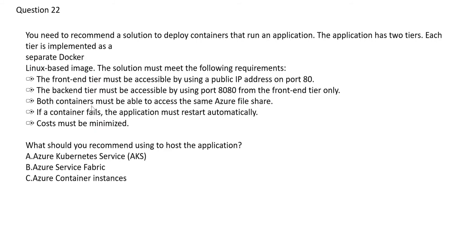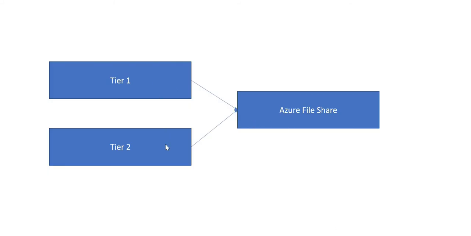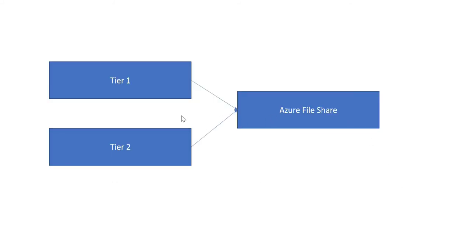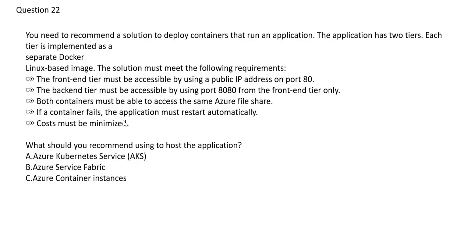And it says both containers should access the same Azure file share, which is fine. So here both containers will use the same file share. And if a container fails, the application must restart automatically. That means if tier 2 fails, the application would fail. It should restart. If tier 1 fails, the application would fail. It should restart automatically. And needless to say, money is the most important thing in modern day life. So your cost must be minimized.